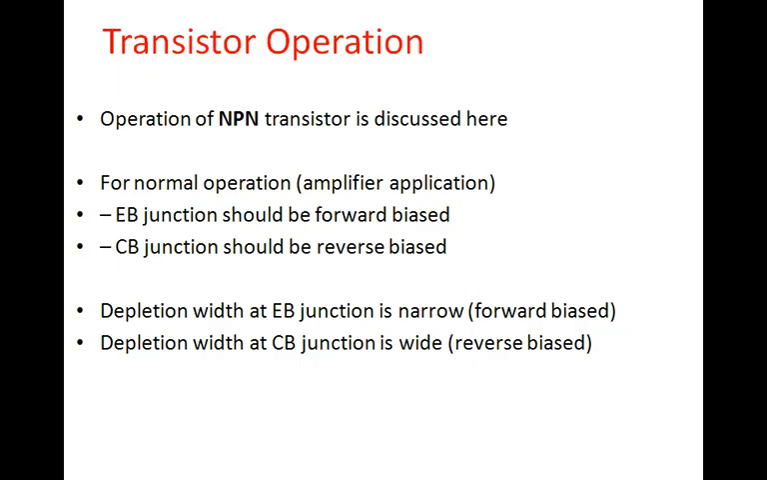Come to transistor operation. For normal operation of the transistor, one junction is forward biased, that is the emitter to base junction is forward biased, and the second junction, collector to base junction, is reverse biased. Normal operation means it is an amplifier application.